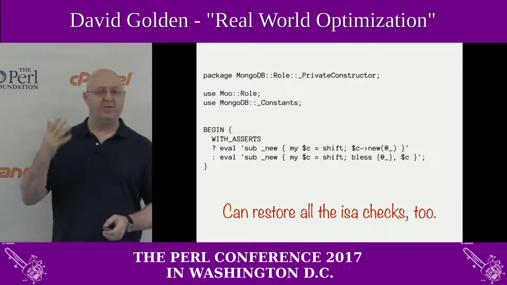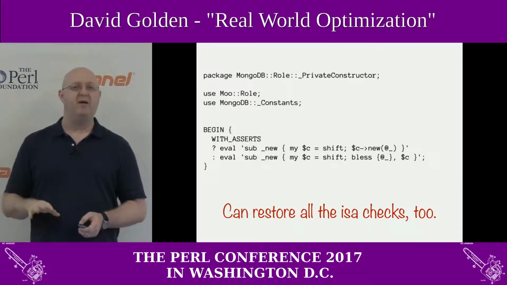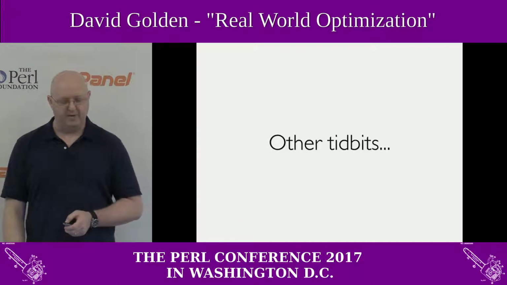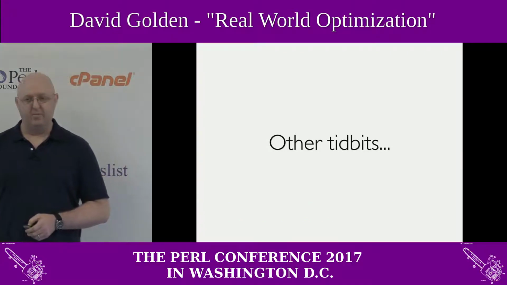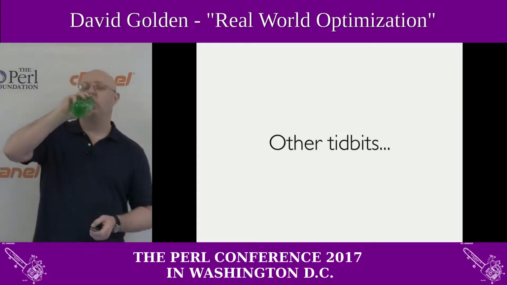I also meant we could just put all the ISA checks back in. I don't have to assert all the ISA checks because either the constructor is running or it's not, and that just streamlines the code a little bit to look at. So some other tidbits of things that we found to be useful.